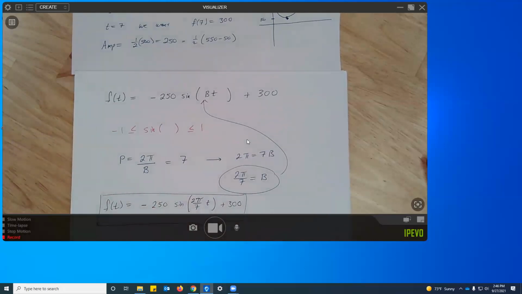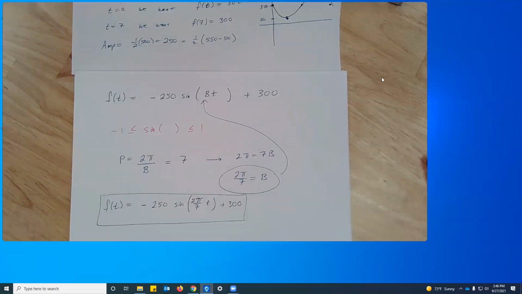And you might do a little check just to make sure your first value is right. If I plugged in 0 for t, what's sine of 0? That's a good question. What is sine of 0?